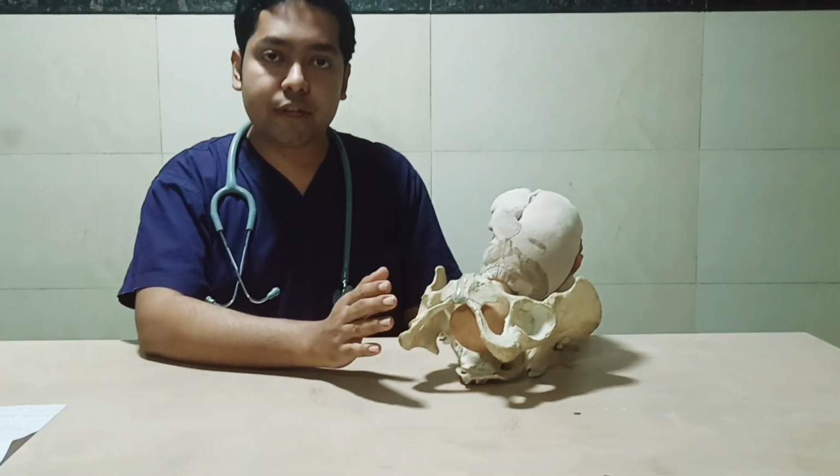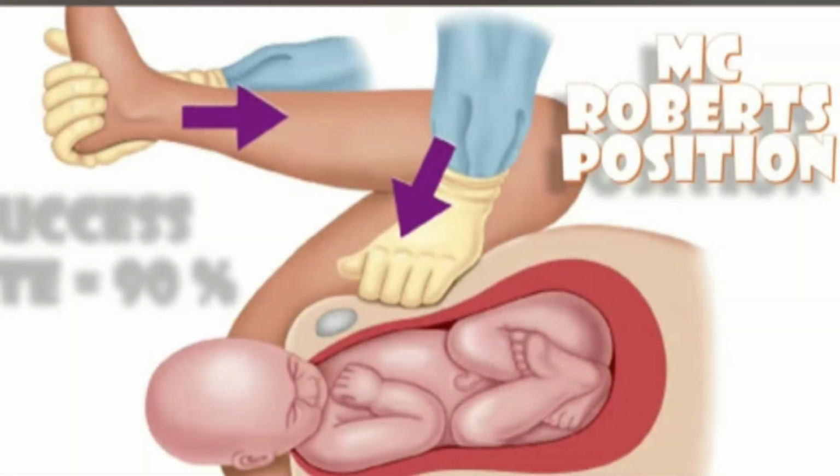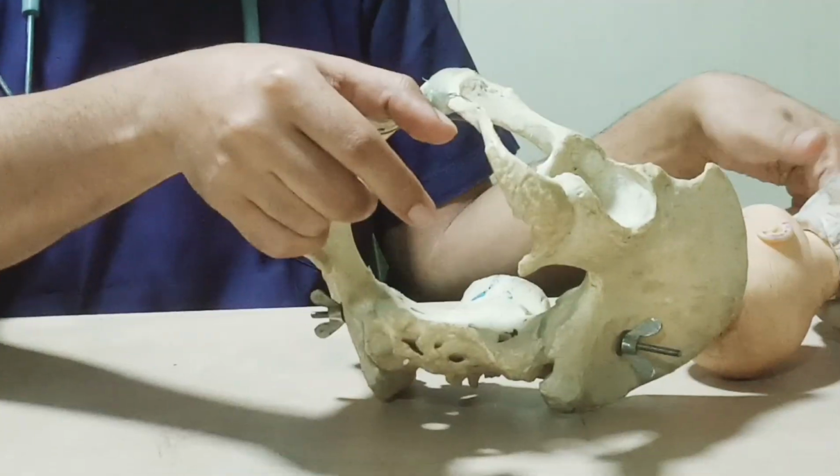So the first maneuver which we do is the McRoberts maneuver. In the McRoberts maneuver, you ask the lady to hyperflex and hyperabduct the thighs upon the maternal abdomen. When abduction and hyperflexion is being done, it will lead to an increase in the anteroposterior diameter of the outlet.